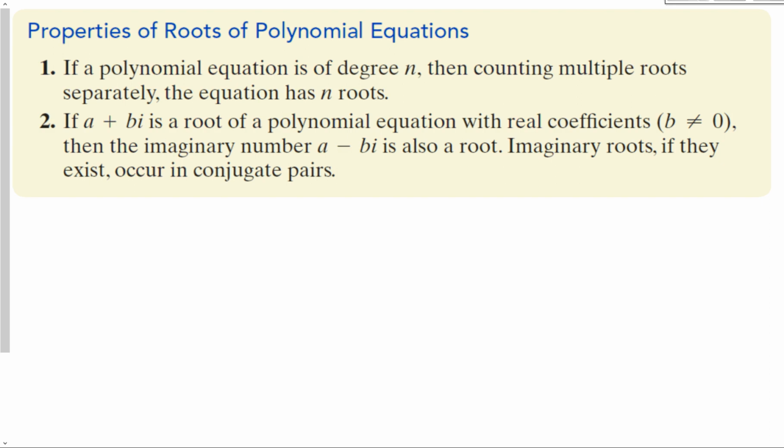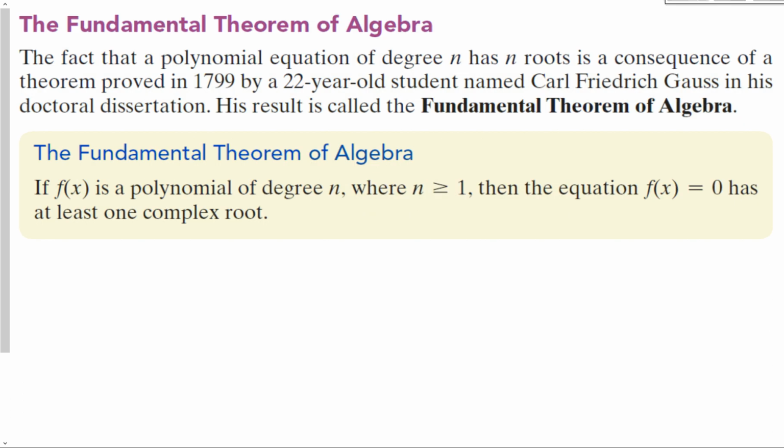So some important properties of the roots of polynomial equations is that, number 1, if a polynomial equation is of degree n, then counting multiple roots separately, the equation has n roots. If a plus bi is a root of a polynomial, then the imaginary number a minus bi is also a root. Imaginary roots, if they exist, occur in conjugate pairs, always. And that is something called the fundamental theorem of algebra.